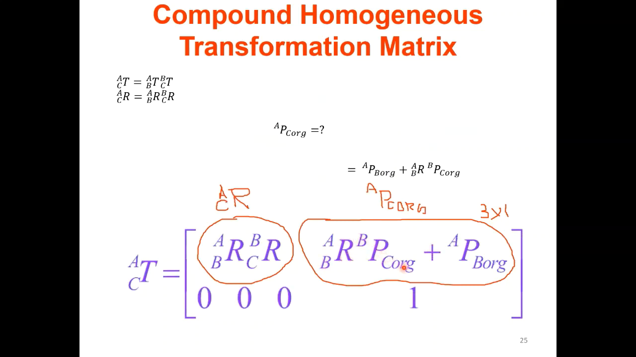So when you do that, you get A_B R times B P_CORG added to A P_BORG. This is just what I explained. So that is the homogeneous transformation matrix. If you go through a via coordinate frame, so you are going from A to C via B, then the homogeneous transformation matrix changes like this. Any questions up to that point?